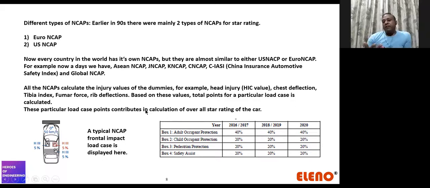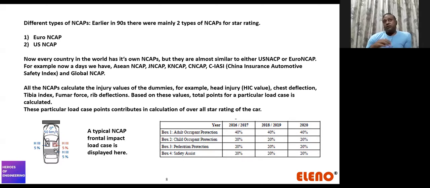So here are the injury values, for example, the HIC value. I mean head injury, in crash language this is called the HIC value. Chest deflection, that is also one injury. Tibia index, it calculates the force on the tibia. Femur force.